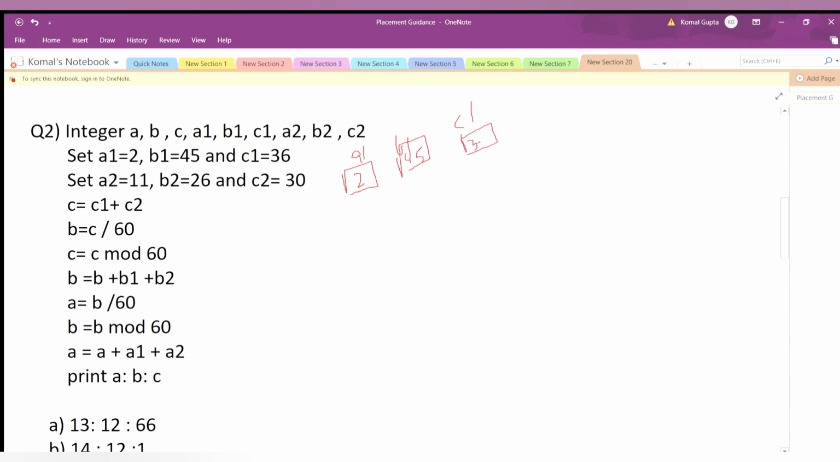Why do I write this? Because it helps me solve the question faster. That's why I write it like this. First I do the memory allocation of all the variables and then I solve it.